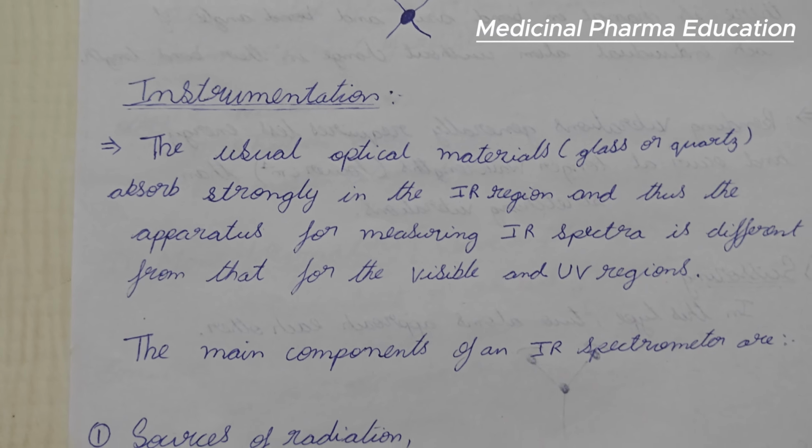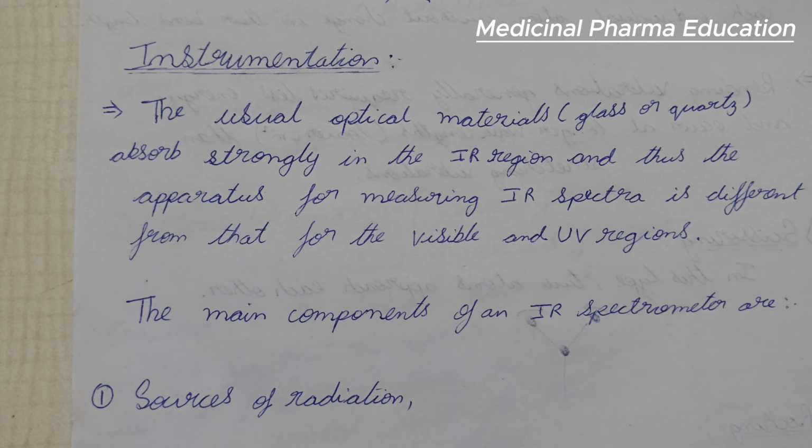As I said, the instrumentation is quite different from UV spectroscopy, but the monochromators and the source of radiation are almost the same. The detectors are different, because in IR spectroscopy the heat is measured by the detectors. Let's dive into the topic.